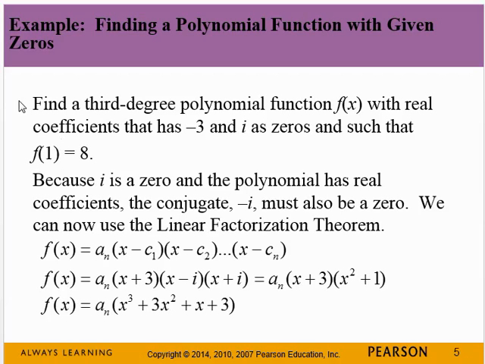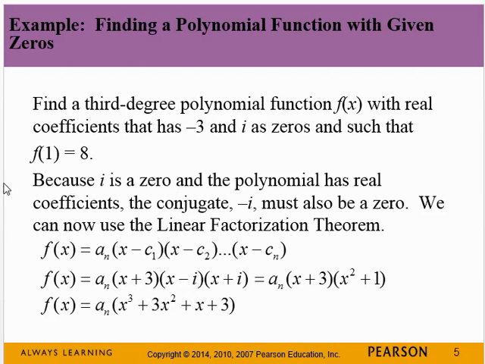So in this problem, it says find a third degree polynomial, so that means you have x cubed, function f of x with real coefficients that has -3 and i as zeros, and such that f of 1 equals 8. So this means you have x plus 3. If my zero is -3, then I'm going to have x plus 3. And you're also going to have x minus i.